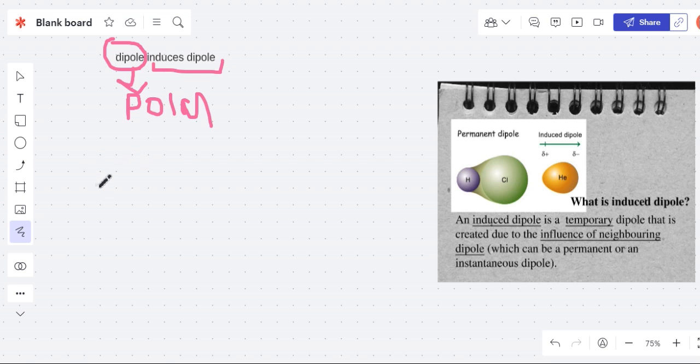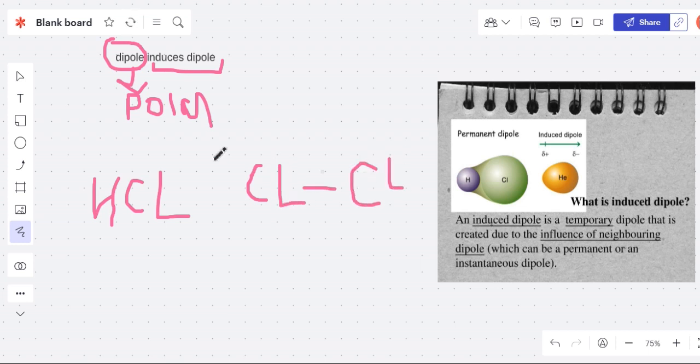For example, in dipole, let me take an example of the HCl molecule, hydrogen chloride, right? Induced dipole means non-polar. So for example, oxygen, or chlorine, or anything. Let's take an example of chlorine. So this is an induced non-polar molecule, a chlorine molecule in diatomic form.